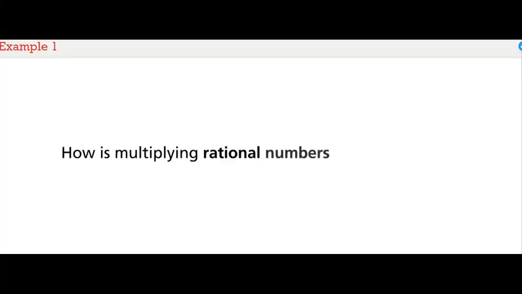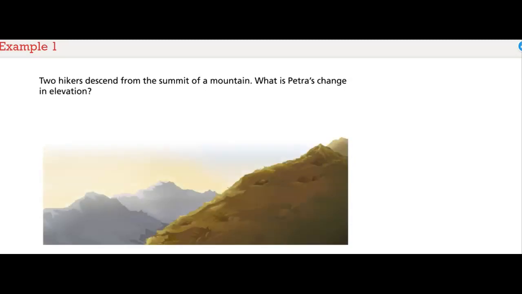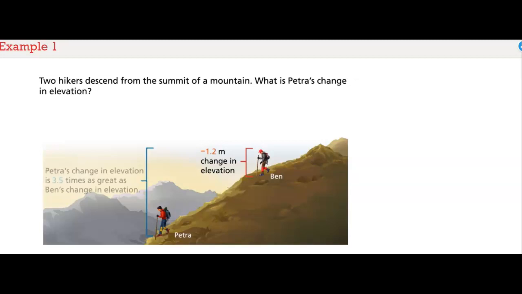Rational numbers, like multiplying integers. Think about this question during the lesson. Two hikers, Ben and Petra, descend from the summit of a mountain. Ben's change in elevation is -1 2/10 meters. Petra's change in elevation is 3.5 times as great as Ben's change in elevation. What is Petra's change in elevation?